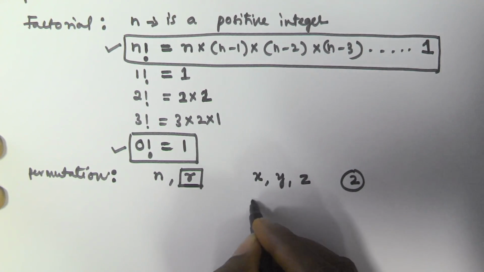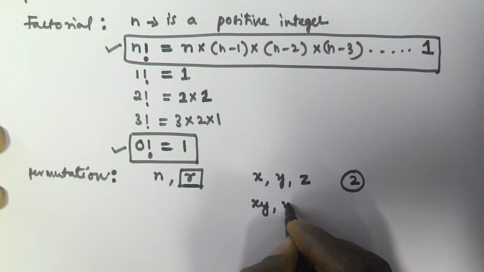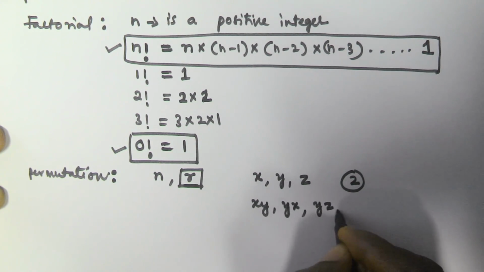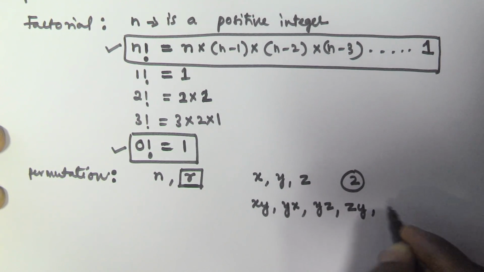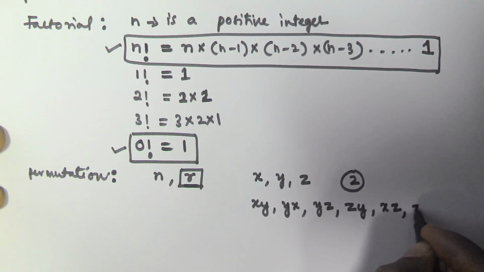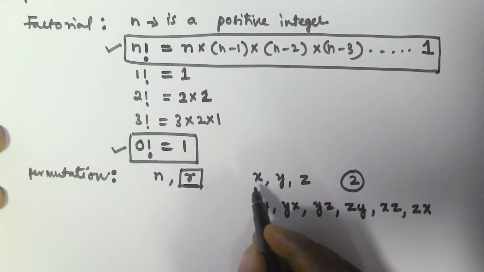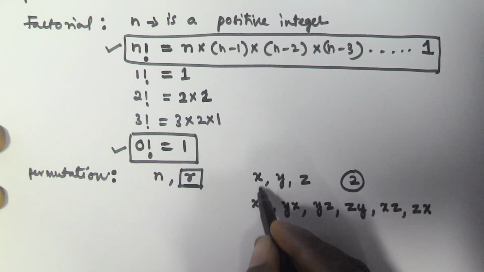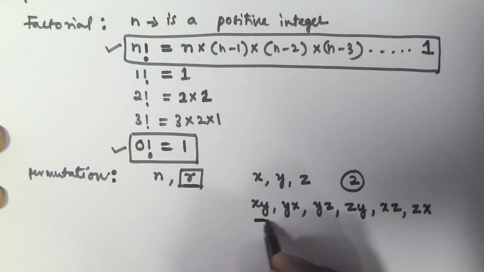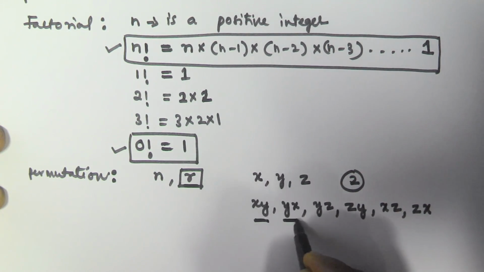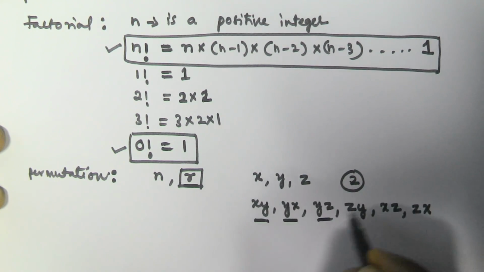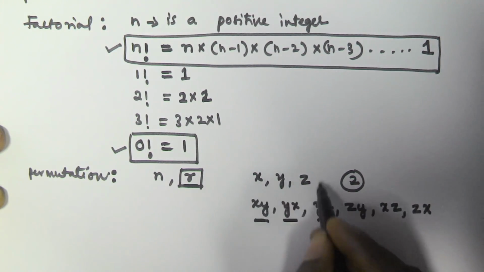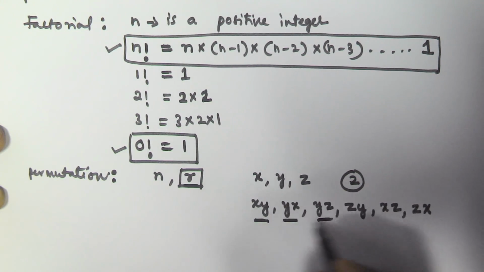First we can take xy, otherwise we can write yx, then yz, then zy, then xz, and then zx. Out of these three things, we took two at a time and arranged them.